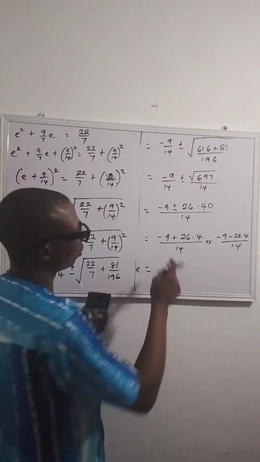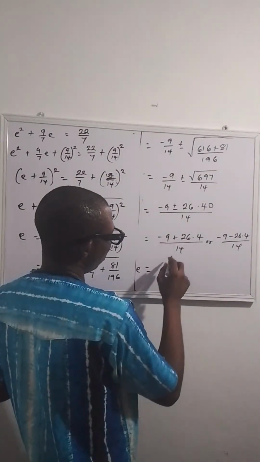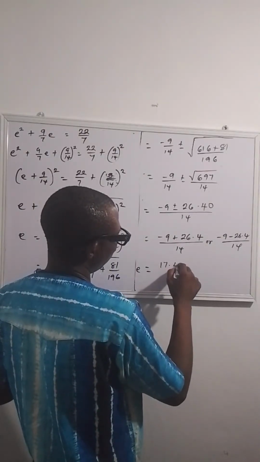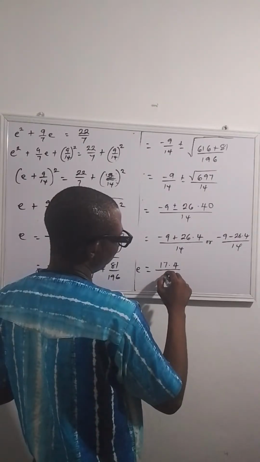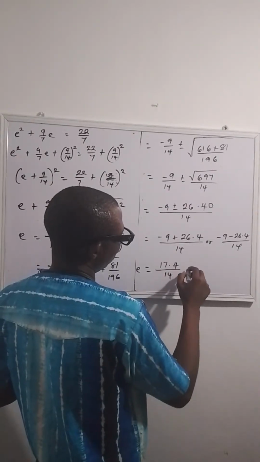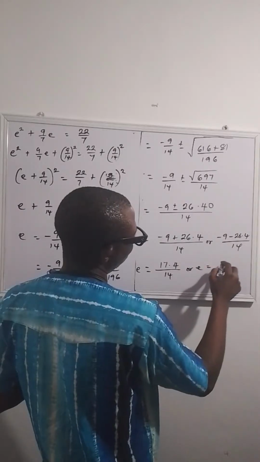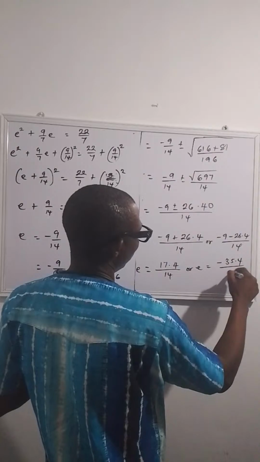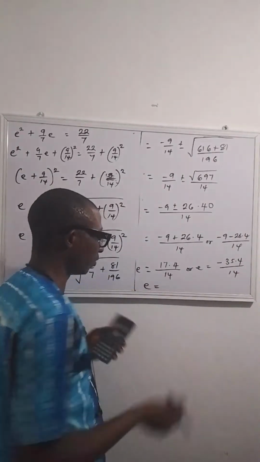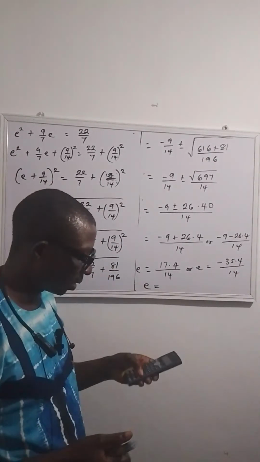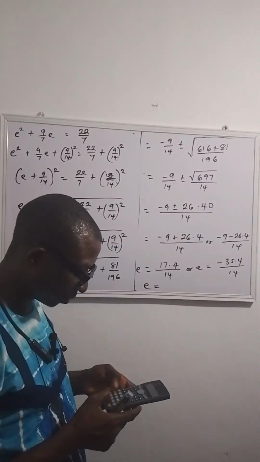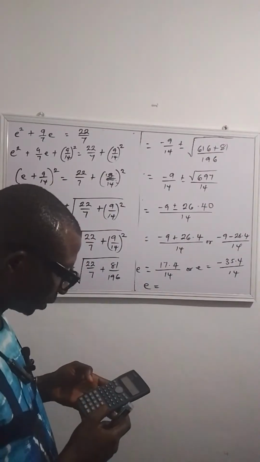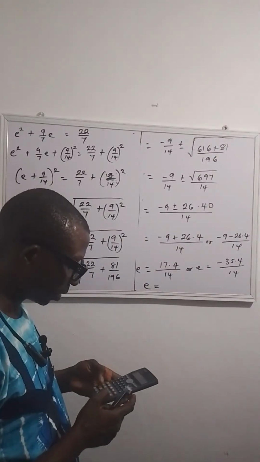So when you add minus 9 to this, what do you have? You have 17.4 over 14, okay, or e equals minus 35.4 over 14. So what's going to be the value of e? So you divide this by 14. So what do you have? 17.4, okay, divided by 14. All right.